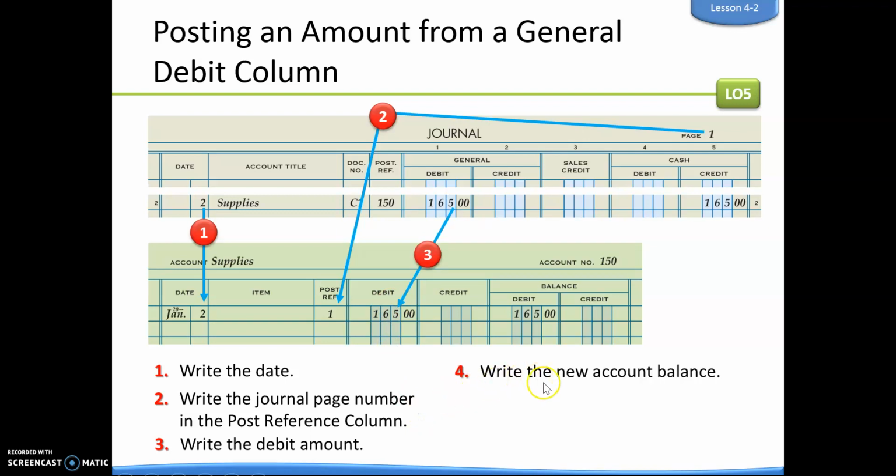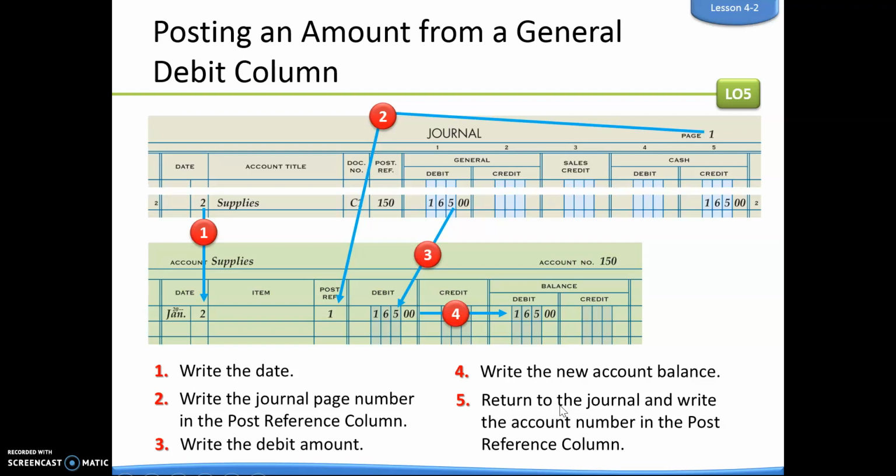Then we write the new account balance. Now, because this is our first transaction that we are posting, it just says that our supplies balance is 165 because we didn't have anything before that. If we had a previous balance, I'll show you how to do that in a second.